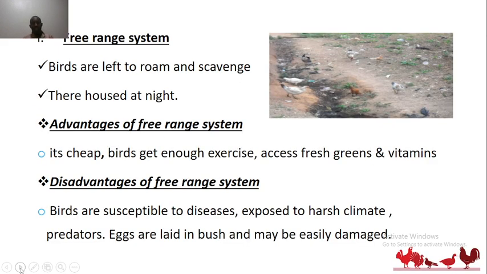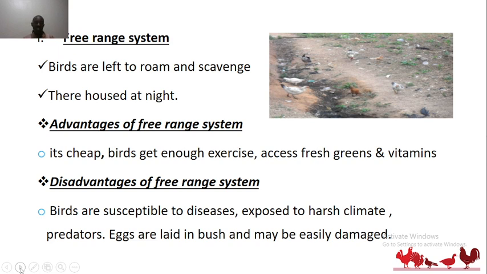In free range, birds are left to roam and scavenge. Then at night they are housed. Yes, free range is cheap. Even the birds receive enough energy. They get access to greens and water.